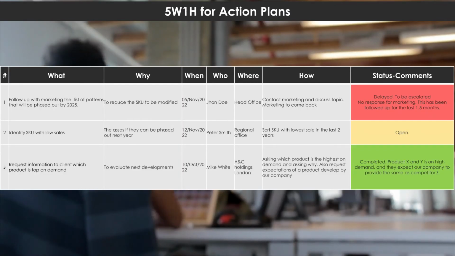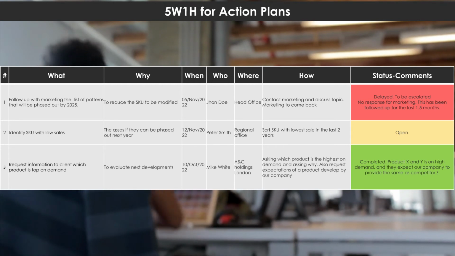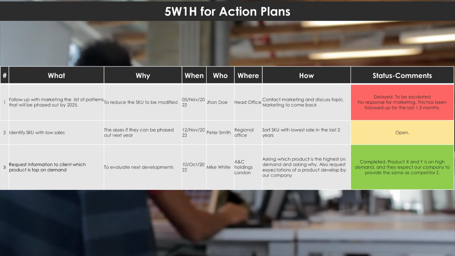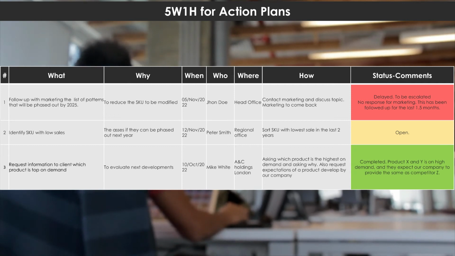For example, you see an action plan with 3 actions. Number 1, the what? Follow up with marketing the list of patterns that will be phased out by 2025. Why? To reduce the SKUs to be modified. When? 5th of November 2022. Who? John Doe. Where? Head office. How? Contact marketing and discuss the topic. Marketing to come back. Status: red, delayed, to be escalated. No response from marketing. This has been followed up for the last 1.5 months.